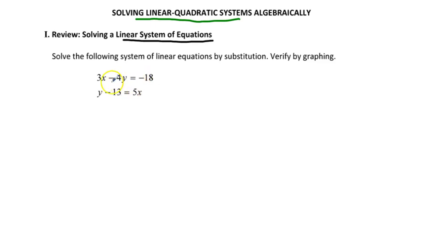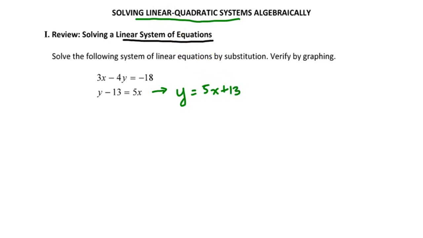So, first off, what you want to try to establish is one of these equations with either x isolated or y isolated. So look them over. Hopefully you identify that the bottom equation would be easier for me to get y by itself, because all I'd have to do is add 13. So let's rewrite that as y equals 5x plus 13.